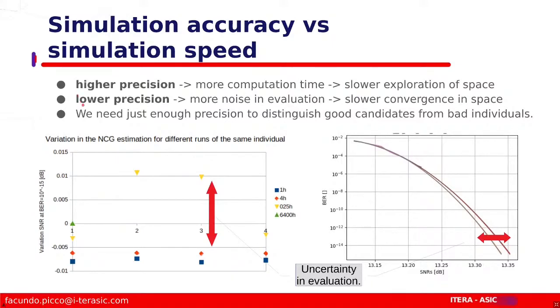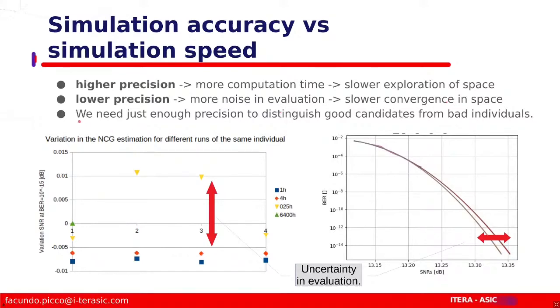On the other hand, if we go too much to the low precision, that means that the measurement of the signal to noise ratio at the target BER is noisy. And that means that when we give the best individuals more chances to propagate their genes, we are making a lot of errors because there is noise in the evaluation. And that makes us, even when we explore the solution space faster, take longer to converge because we are not rewarding the best individuals, because there is a lot of noise in that.